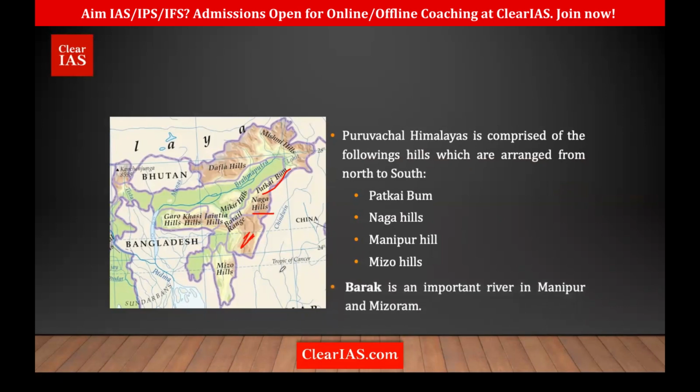Another important river is the Barak River. We spoke about the Barak River in the last session when we spoke about the Northeast. Barak is an important river between Manipur and Mizoram. You remember how it goes: it originates from Manipur, goes like this and comes to Assam, then enters the Bangladesh region. That is how the Barak River is. Clear? So that is the Purvanchal range.